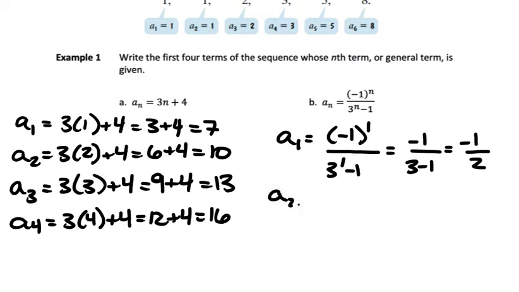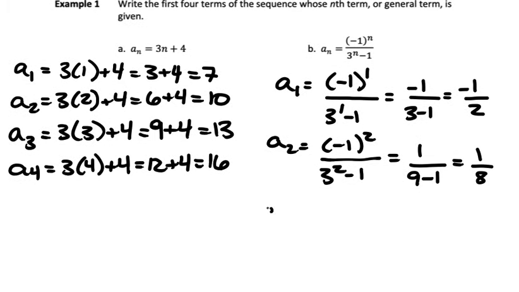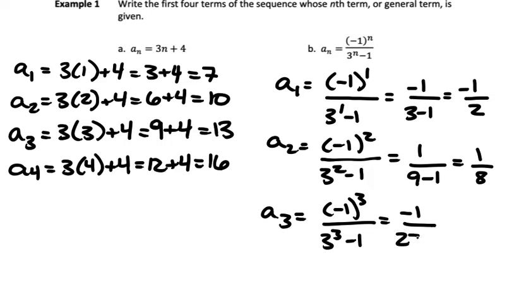My second term is negative 1 to the second over 3 to the second minus 1. Negative 1 to the second is positive 1. And this is 9 minus 1, which is 1 over 8. Third term, plug in 3. Negative 1 to the third is negative 1. 3 to the third is 27, and 27 minus 1 is 26. So negative 1 over 26.